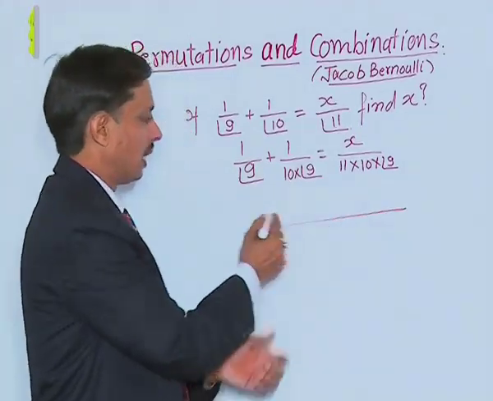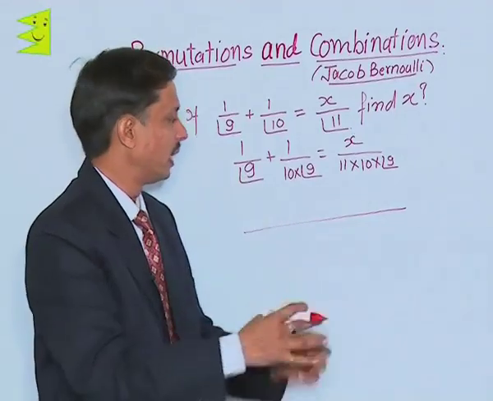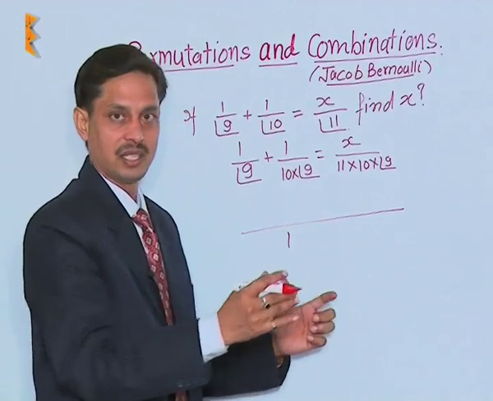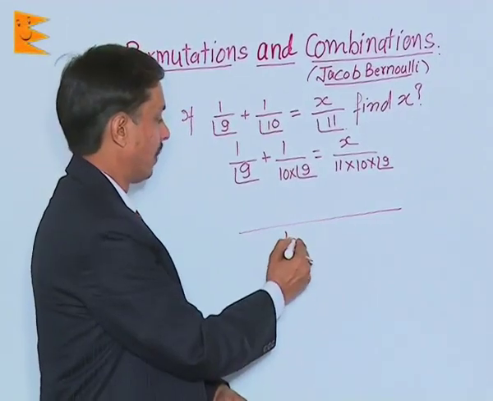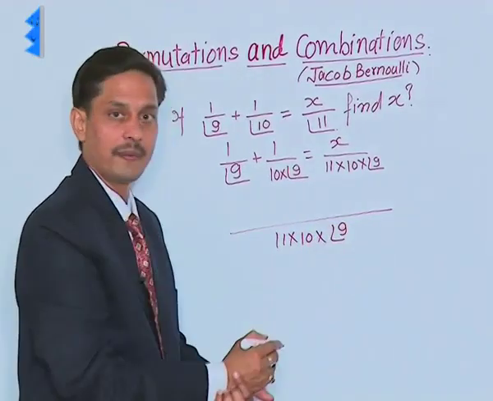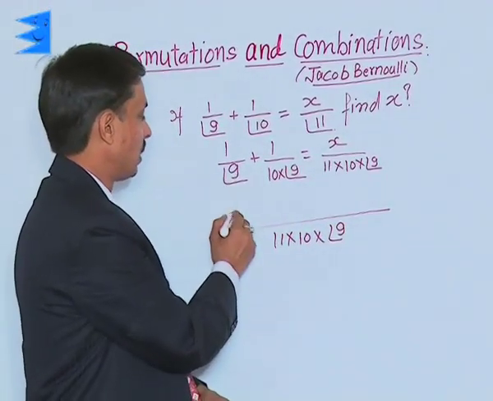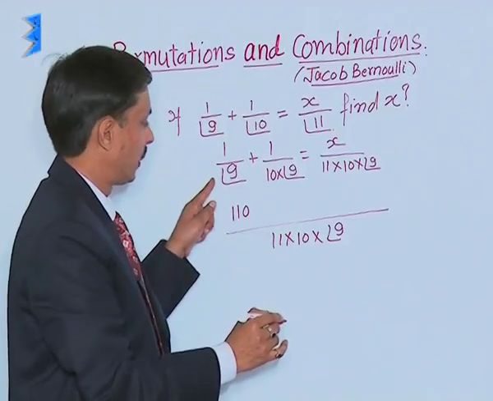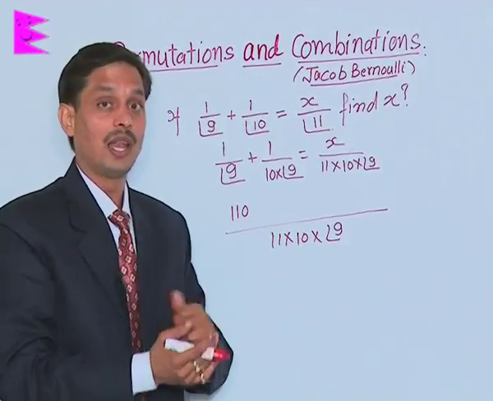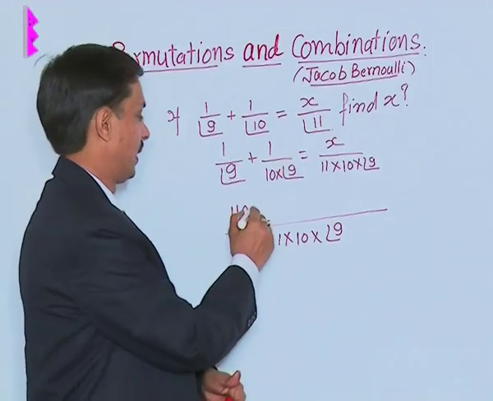After doing this, it helps you in taking the LCM. In order to clear the denominators on both sides, I am taking 11 into 10 into factorial 9. So what result is coming? Factorial 9 and factorial 9 get cancelled. What is left? 11 into 10, that is 110.